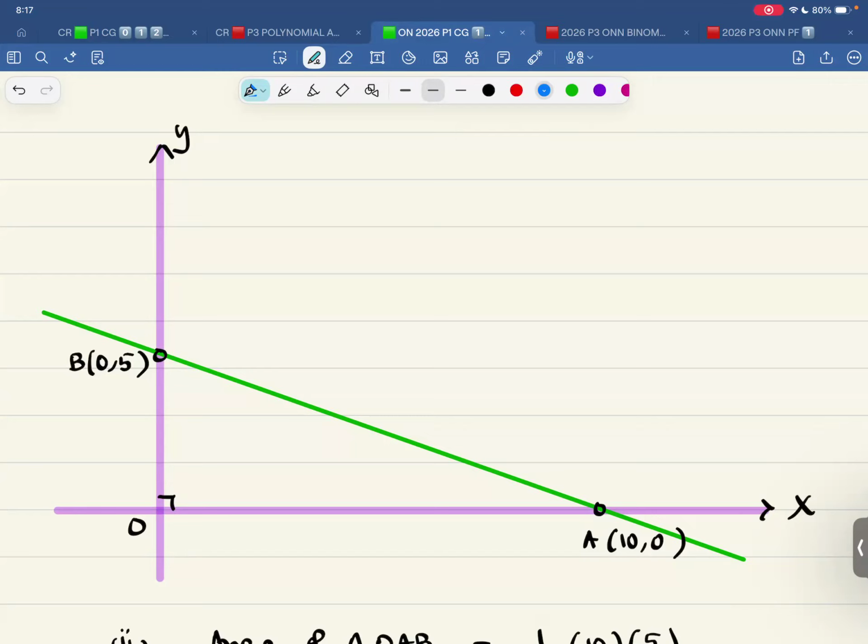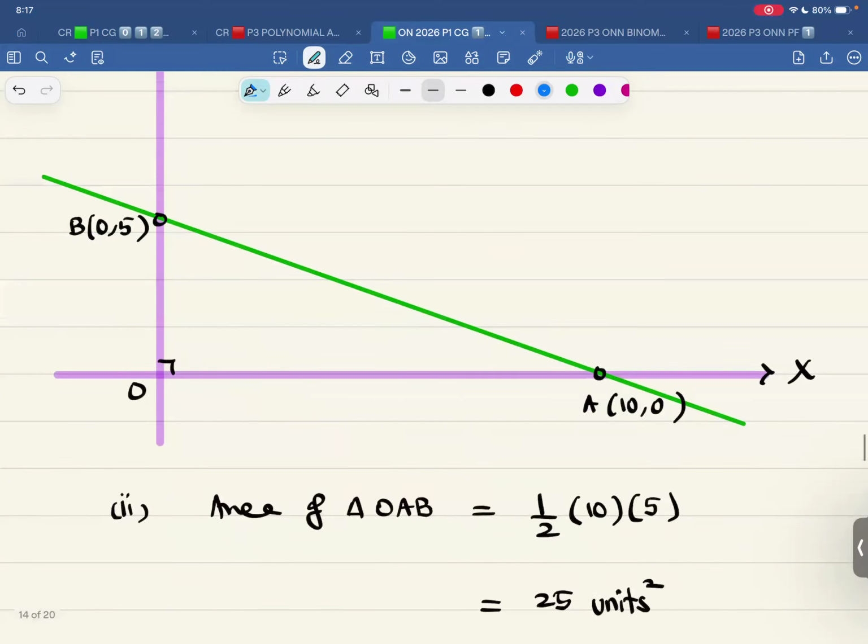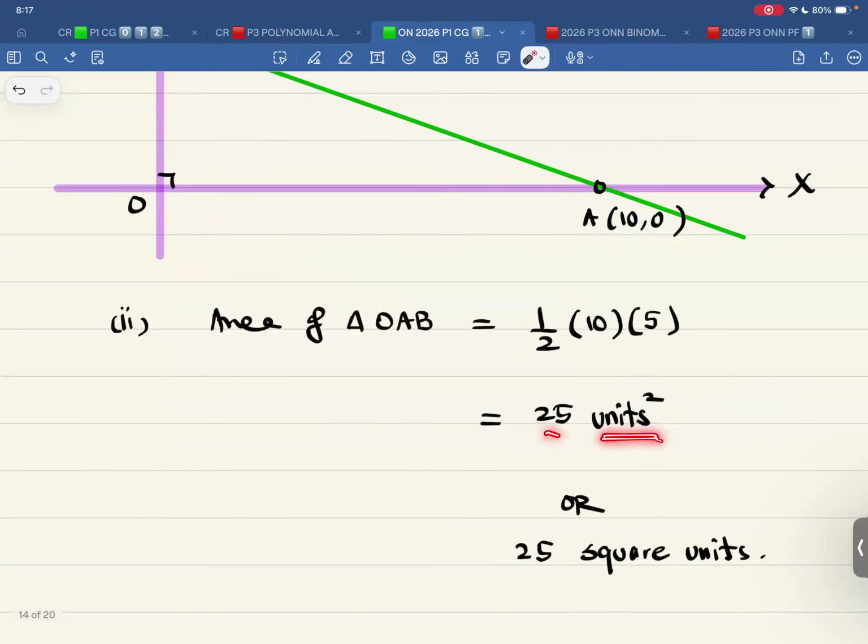Okay, so now this thing is all good, all clear. Now it says area of triangle, that is half into base into height. This base is 10 units, height is 5 units. So therefore, this comes out to be 25 units square or 25 square units. You can write it in two different formats.